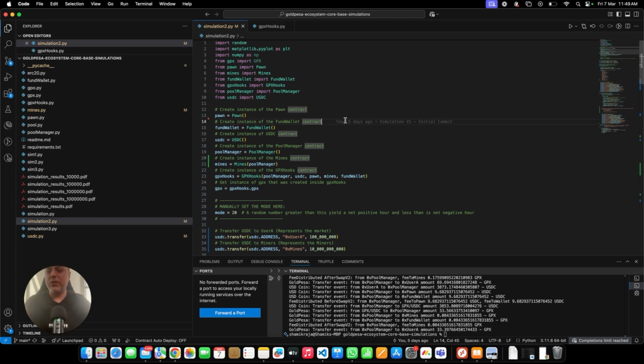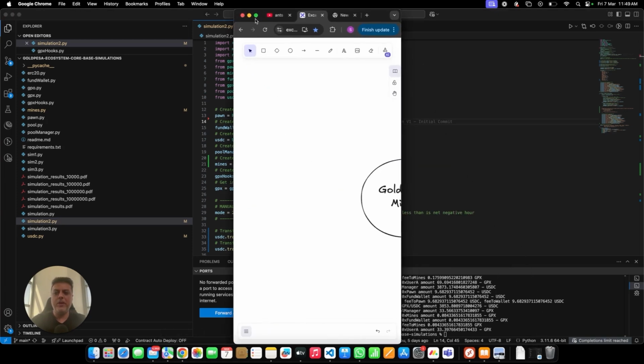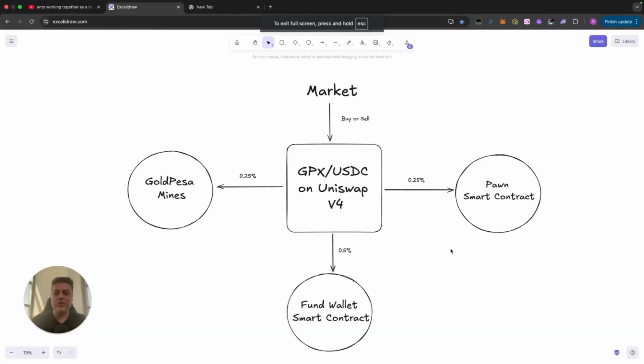Yeah, so let's move on to the next thing and I'll answer that question. If you look at this chart, this is basically so far every meme coin that's out there, because we have not assumed that the pawn is injecting any dollars from its market making. We're not assuming that the GoldPesa mines is operating. If you remember here, we have 3 different main features in the GoldPesa ecosystem. The fund wallet, of course, you've seen, but we haven't assumed what's happening in the pawn and what's happening in the mines, which is a very unique aspect to GoldPesa that doesn't exist in any other ecosystem.